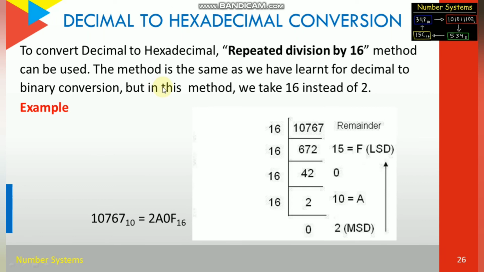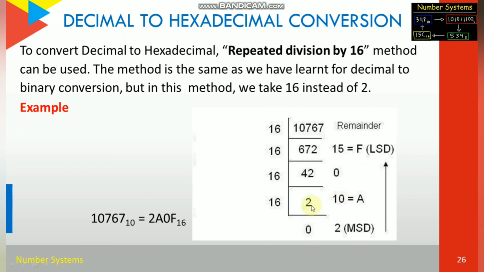And then the next one is decimal to hexadecimal conversion. This is also the same method. Instead of repeated division by 2 and repeated division by 8, here it is hexadecimal, so we have to divide the number by 16. So 10767, divide by 16, 672, and your remainder will be 15. Again divide 672 by 16, so 42, remainder is 0. Again divide this 42 by 16, so 2 times, remainder is 10.